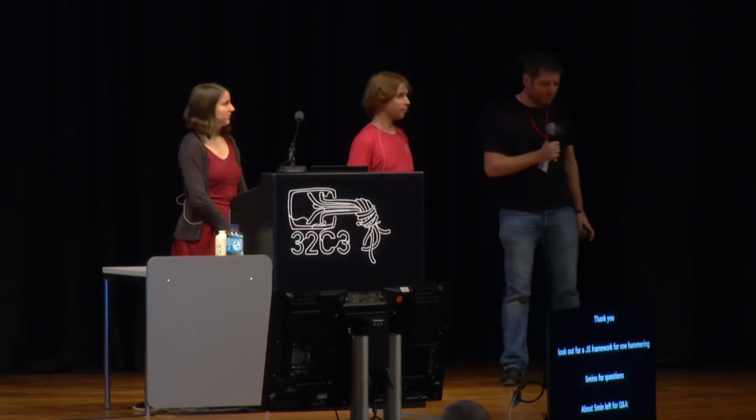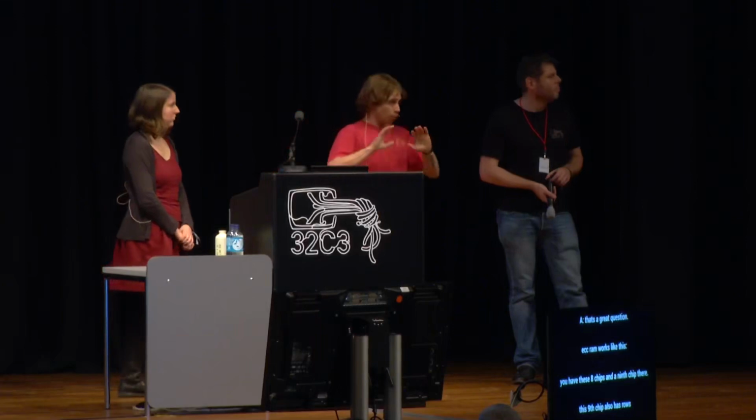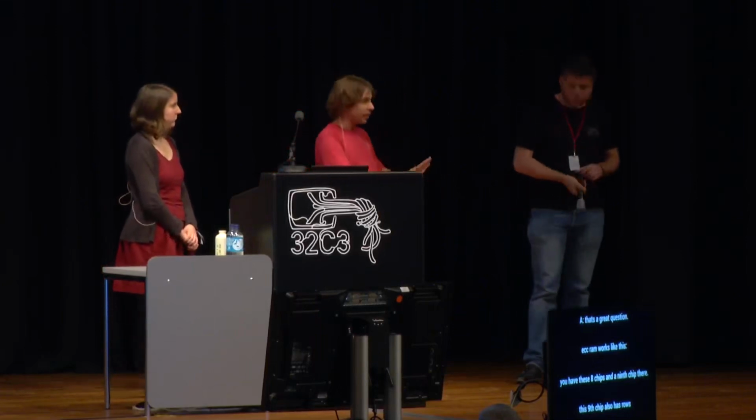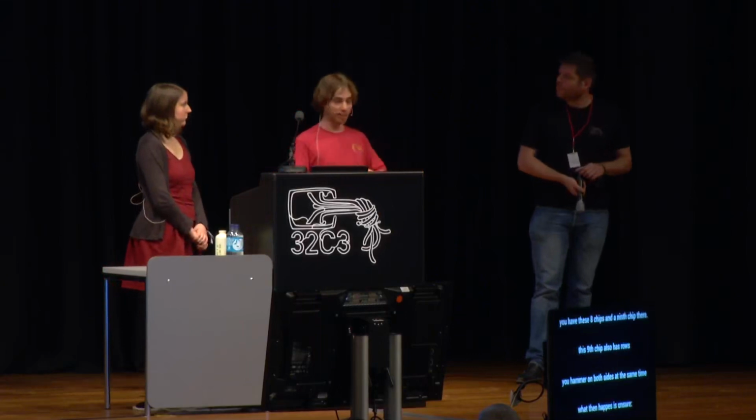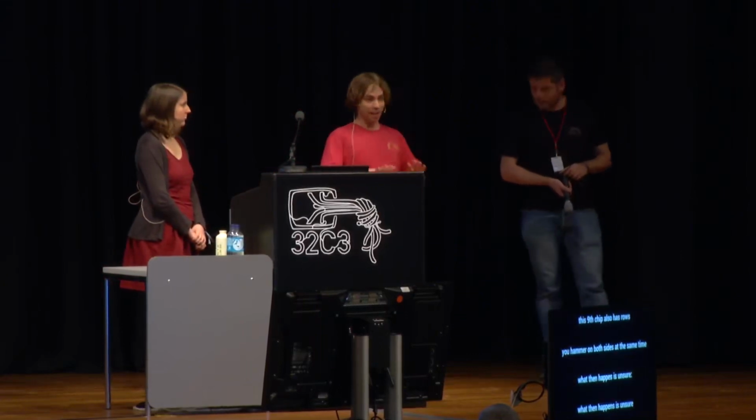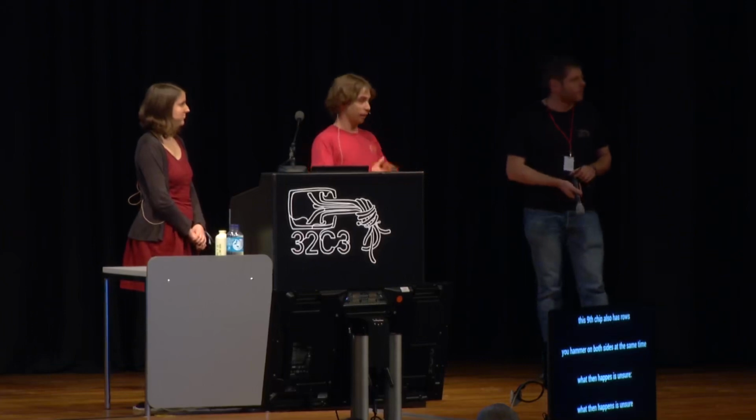Hi, Daniel. So pretty much all of IRC wants to know, what about ECC RAM? How is ECC RAM vulnerable? Yeah, that's a great question. Thank you for asking it. ECC RAM basically works like this. You have these 8 chips, and you have a 9th chip there. And this 9th chip also has rows. And if you access a row here, it has to get a checksum from here. And then you access this row here, and then you access this row here for the checksum, right? So you hammer on both sides at the same time. What then happens is unsure. There is ECC RAM that is more resistant to row hammering, but there is apparently ECC RAM that is less stable against row hammering, and that's disturbing, right?